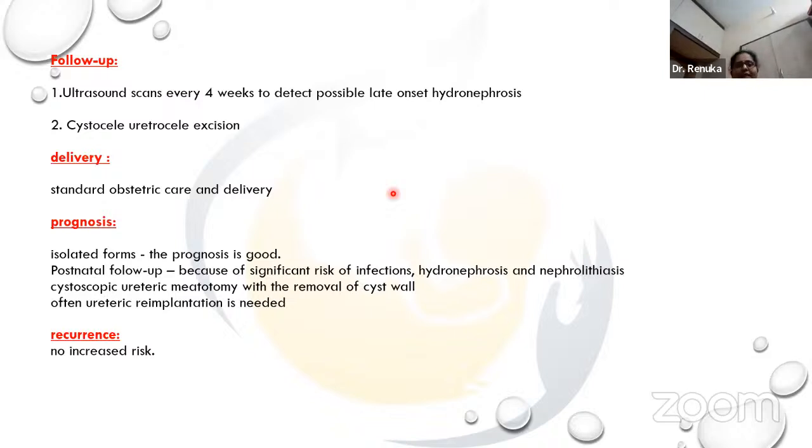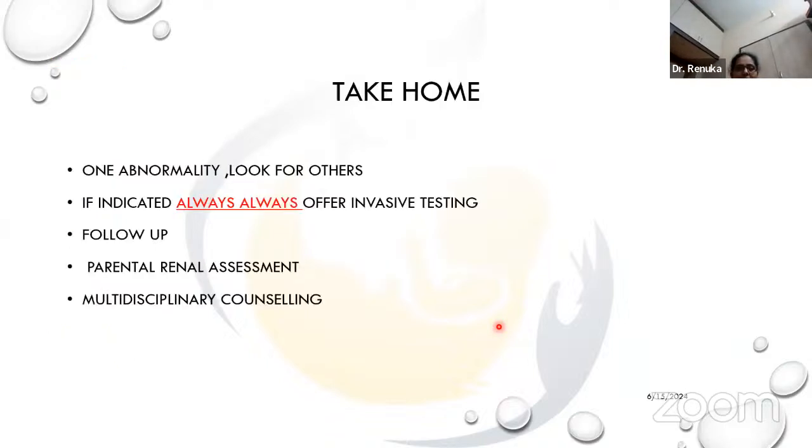But if it is progressing postnatally also, it is advised to do a cystoscopic ureteric myotomy or removal of the cyst. In some cases, where the ureteric implantation site is very much involved, they may need a ureteric re-implantation. Risk of recurrence is negligible, so you can counsel them accordingly.